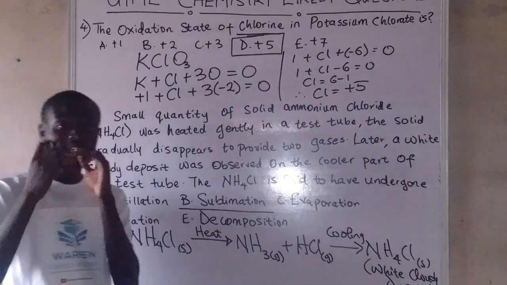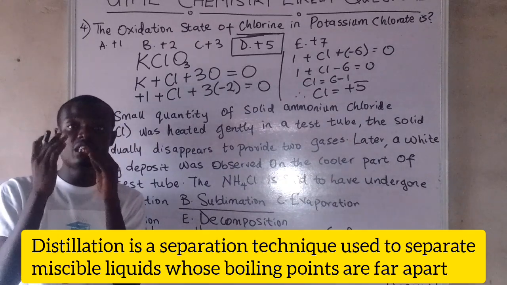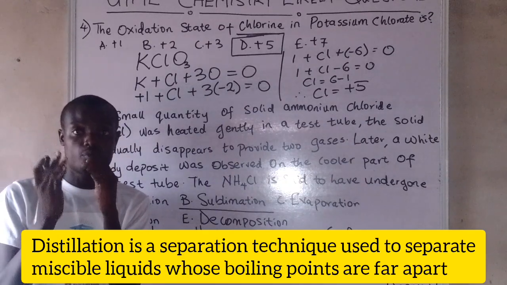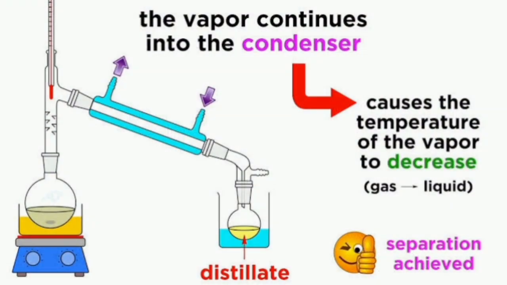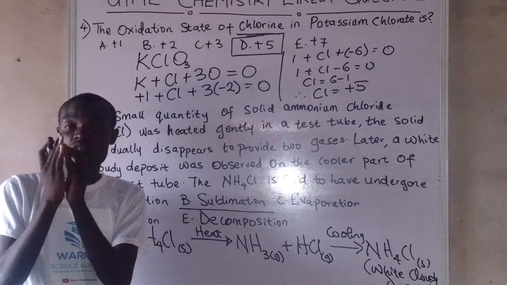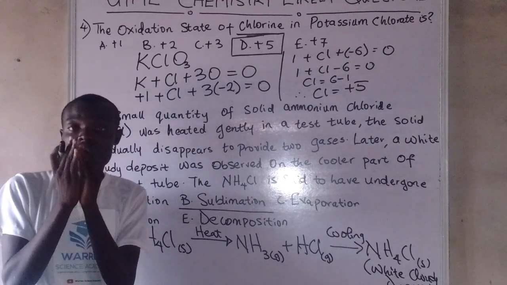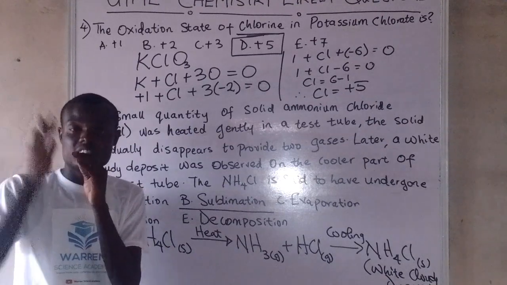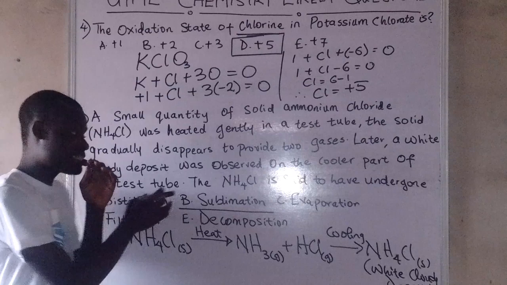What's distillation? Distillation is simply a separation technique which is used to separate miscible liquids with different boiling points. Let's say we have two liquids A and B, and they can mix with each other. And let's say liquid A has a boiling point of 25 and liquid B has a boiling point of 70. When you heat, the one with the lower boiling point evaporates and is lost, leaving behind the one with the higher boiling point. So that's distillation.